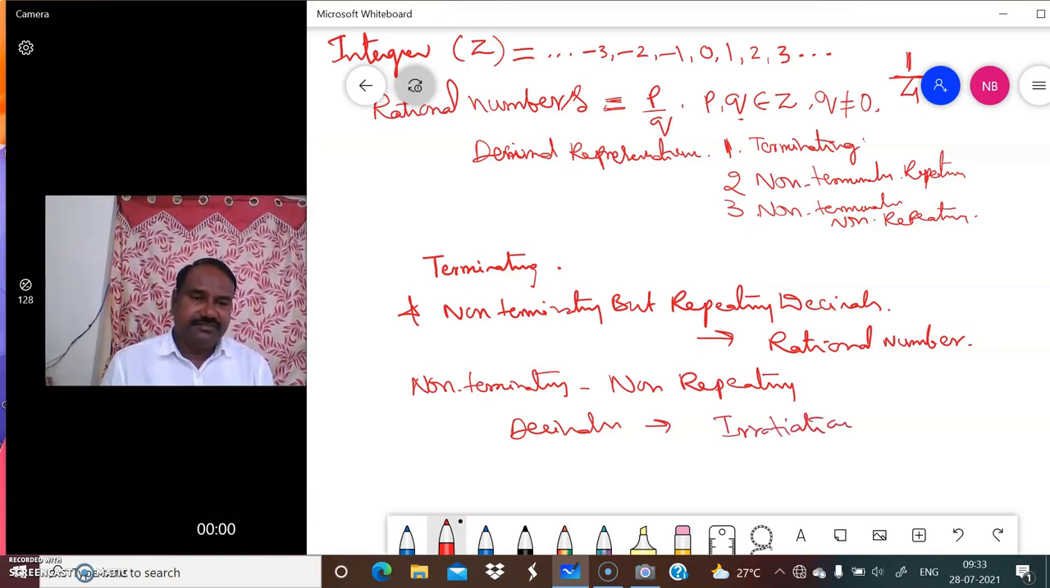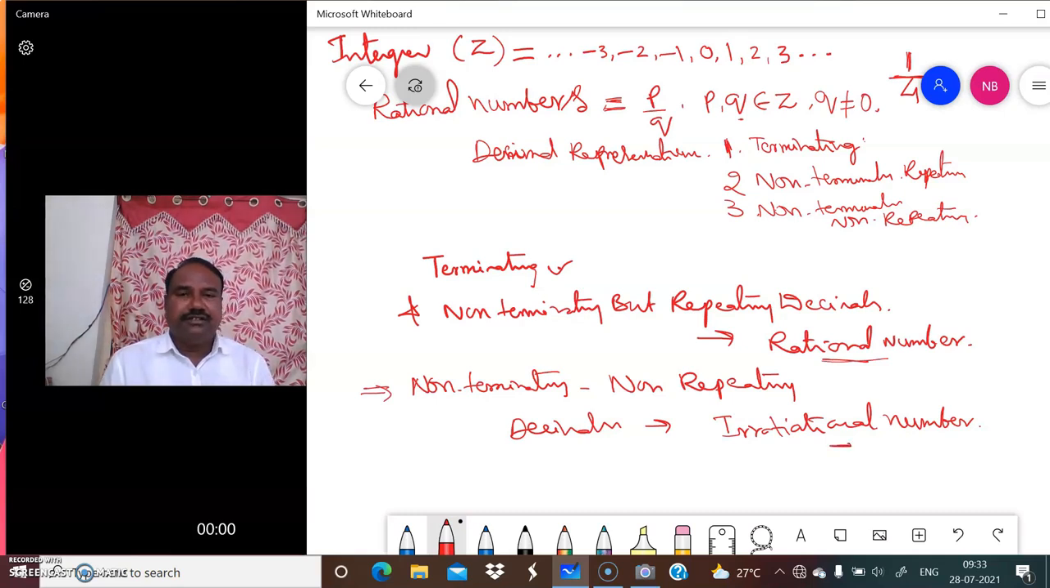Irrational numbers. So here, decimals which are non-terminating and non-terminating but repeating, these two types of decimals are called rational numbers, whereas these non-terminating, non-repeating decimals are called irrational numbers.